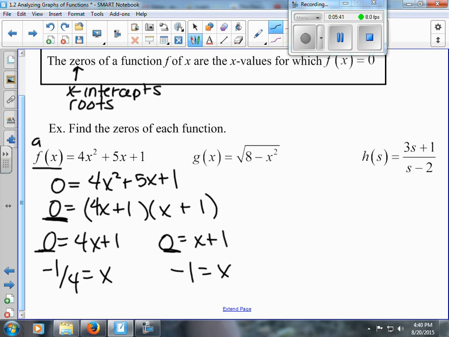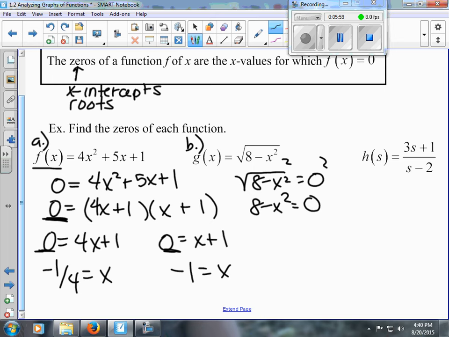This was A. Now on B, we have g. And to find the zeros here, I'm going to set the square root of 8 minus x squared equal to 0. Square both sides. That will eliminate my square root. So 8 minus x squared equals 0. And now that means that x squared must be 8. And so x is plus or minus radical 8. It's nicer to write that as 2 radical 2.